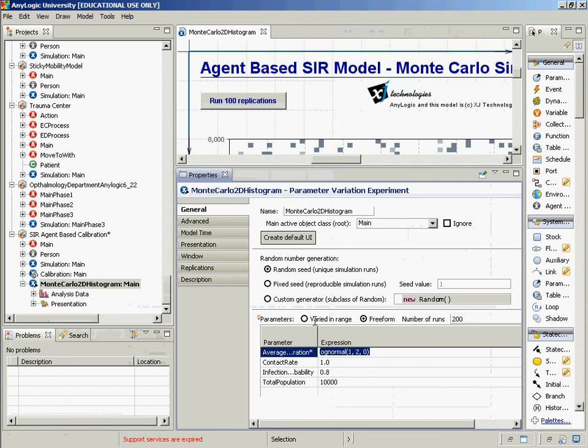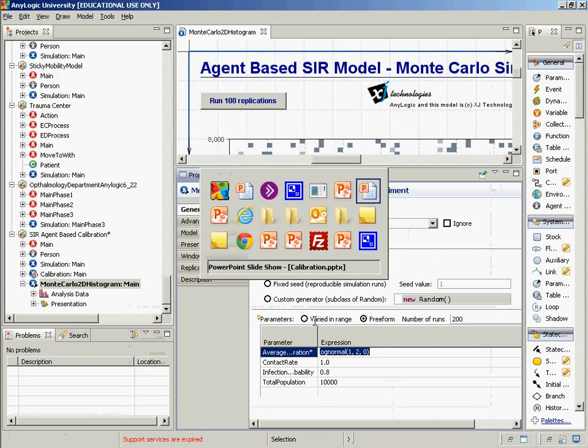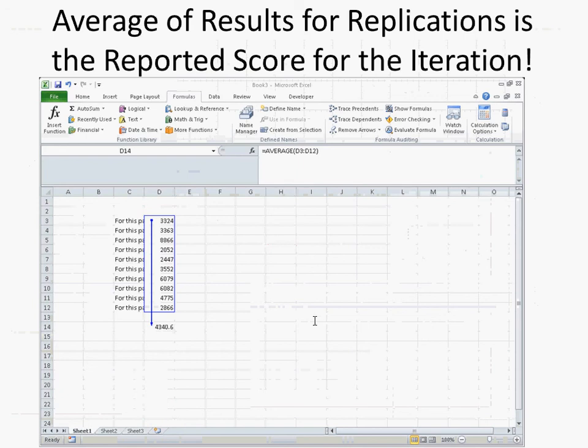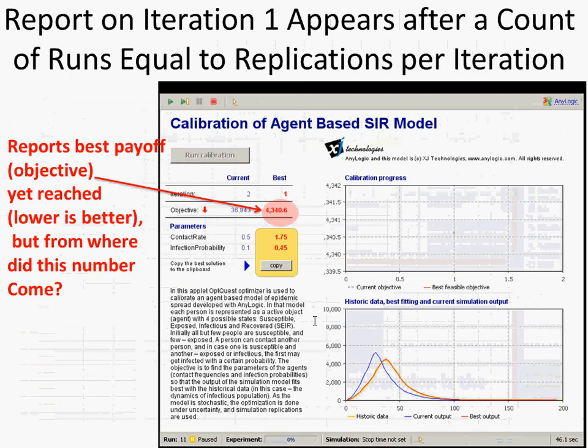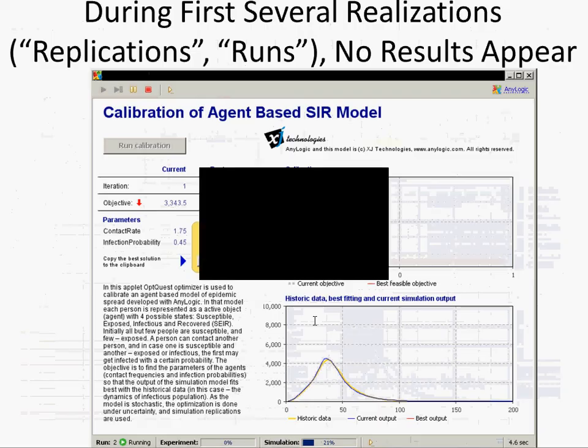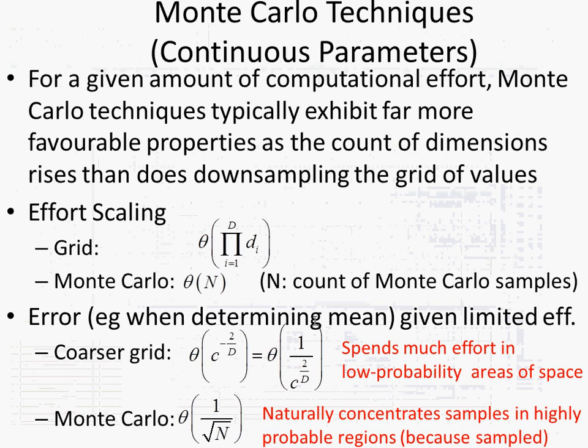You may wonder, well, why this? Well, it turns out that for reasons we don't have time to go into in detail, it is more efficient if you have a limited amount of computational resources you can bring to bear, a limited amount of effort that you can put into sensitivity analysis.